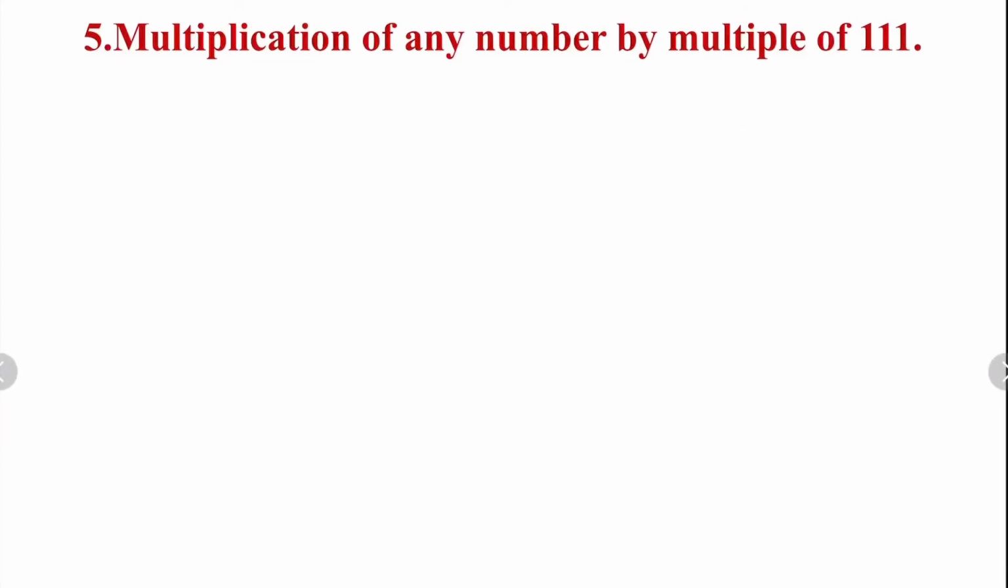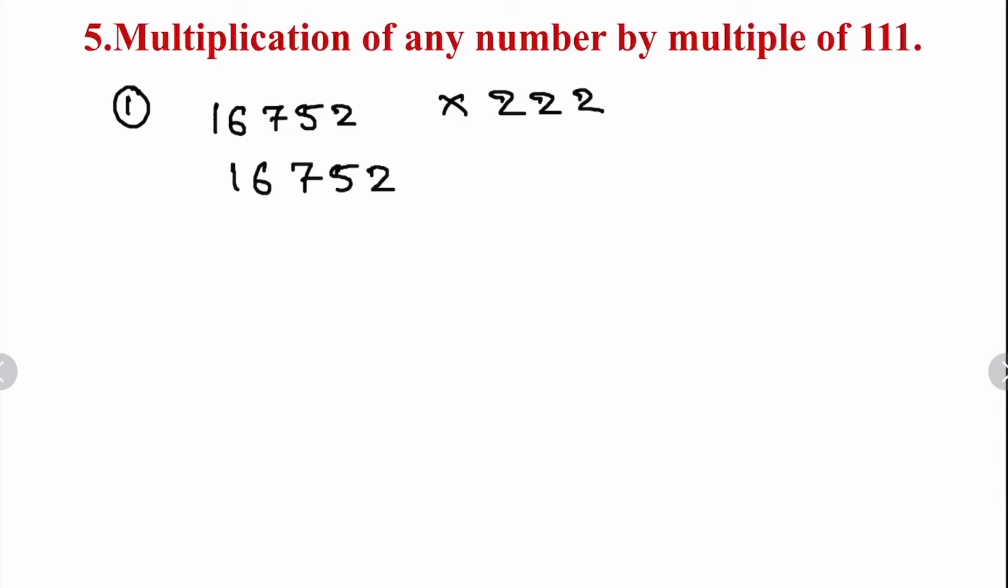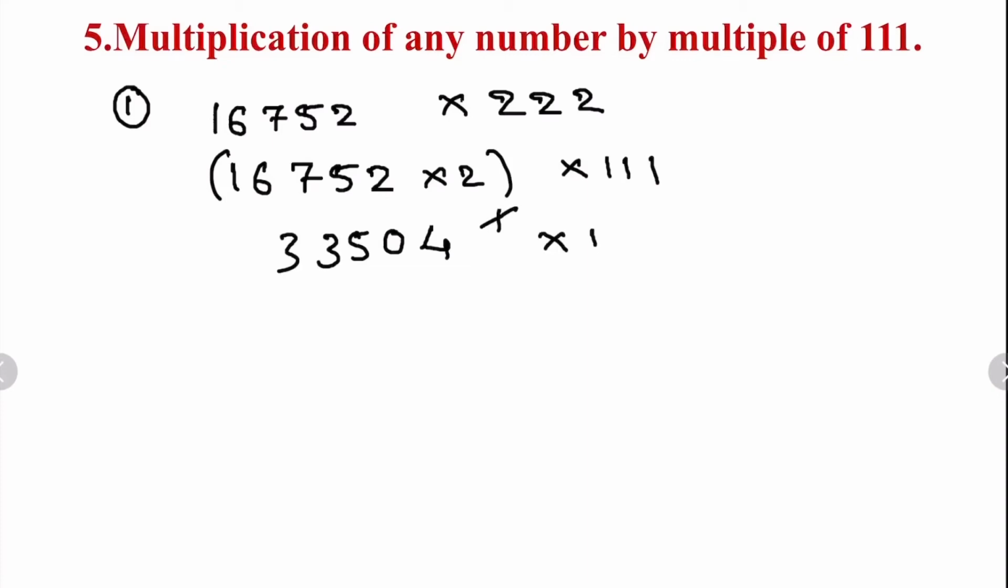Next trick, multiplication of any number by a multiple of 111. For example, if you take 16,752 multiplied with 222. First multiply 752 into 2, then multiplied with 111. This will become 4, 2 5s are 10, 2 7s are 14, 15, 2 6s are 12, 13, 2 1s are 2, 3. So into 111.